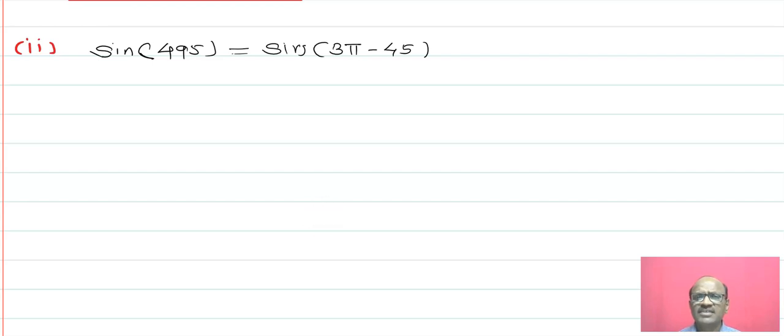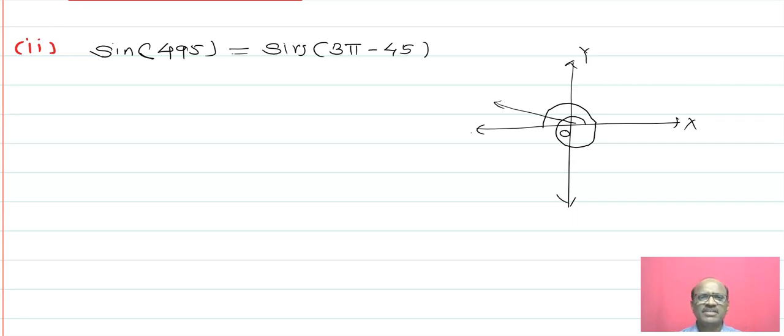Next is sine of 495. Again it is written as 3 pi. Pi means what? 180. That is 3 pi minus 45. Again see this. That is 2 pi and again one more pi, but minus 45. Again it comes in the second quadrant. Whenever there is a pi angle, the function remains as it is. Therefore sine remains sine. It is in the second quadrant, but sine is positive in the second quadrant. Therefore it is sine of 45. But we know the value of sine 45 is 1 by root 2.